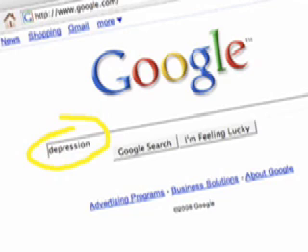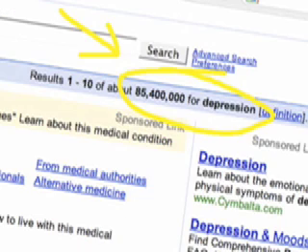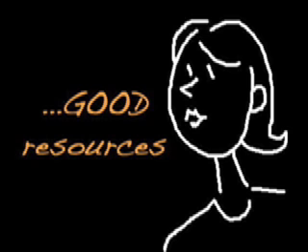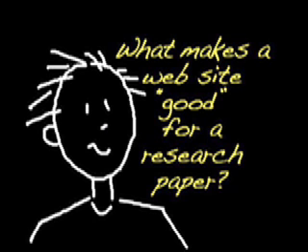You open a browser, go to your favorite search engine, such as Google, Yahoo, or Ask.com, type in the word depression, and yeah, look at that, about 85 million websites. As you browse through your hits, you recall that your professor emphasized that you needed to find good websites for your research paper. Good website? You find yourself wondering what makes a website good for a research paper.